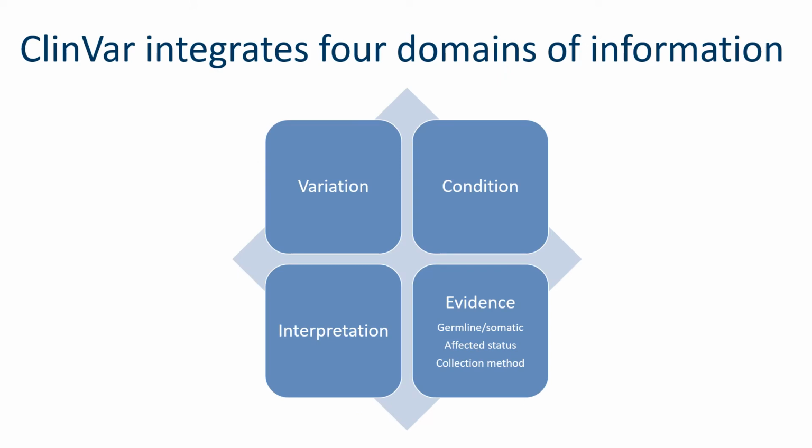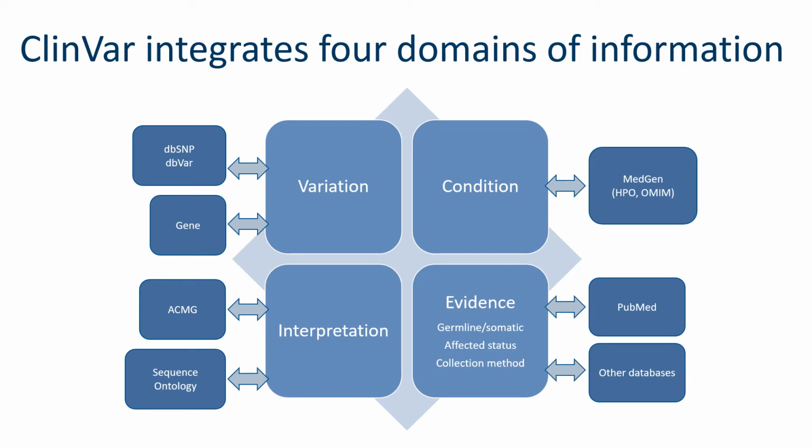Each record in ClinVar brings together these 4 domains of information that are important for variant classification. So first, of course, is a description of the variant itself, the condition, an interpretation of how that variant relates to the condition, and then the evidence, which in ClinVar is structured as observations of that variant. And here are some of the fields associated with observations. We also maintain connections to databases with related information like dbSNP or PubMed, and also to groups that provide standards that we use like ACMG and the Sequence Ontology.